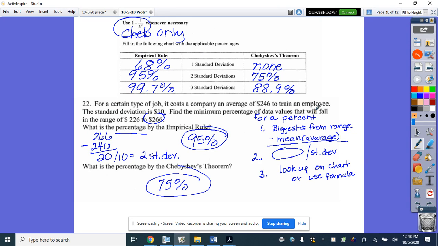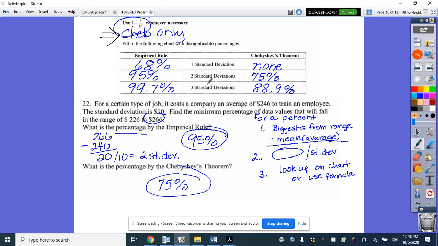If you are looking for a percentage, you take the biggest number from the range and you subtract the mean or the average and you get your answer. Then you divide that answer by the standard deviation, the number that you have up here in the problem, and then you look it up in this chart up here at the top. Or for Chebyshev's, you can use the formula. Now remember that this formula up here is only in play if you're using Chebyshev's. If you're using the empirical rule, you cannot do that formula. So please make sure that you're paying attention to that.